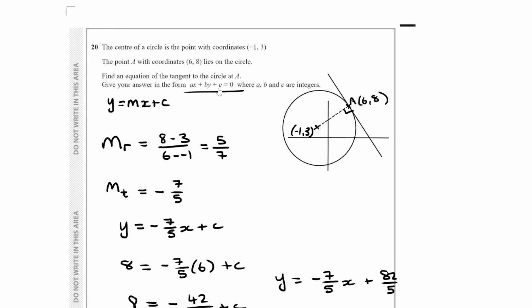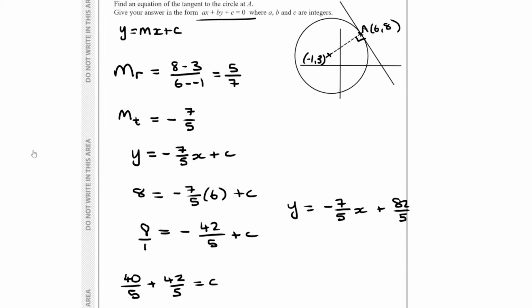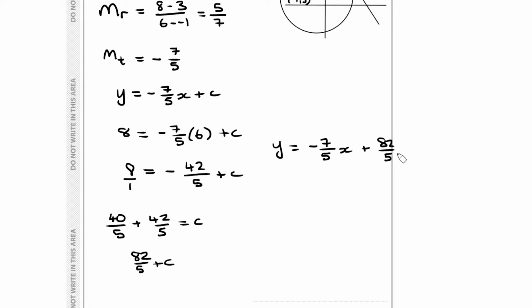So we want ax plus by plus c equals 0. First of all, everything on one side, but also they're all integers, they're all whole numbers. So when you get that, to make them all whole numbers, you see how they both have the denominator 5? So in order to get rid of a fraction, in order to make them whole numbers, I just multiply across the whole equation by 5. So that would also make it 5y equals negative 7x plus 82.